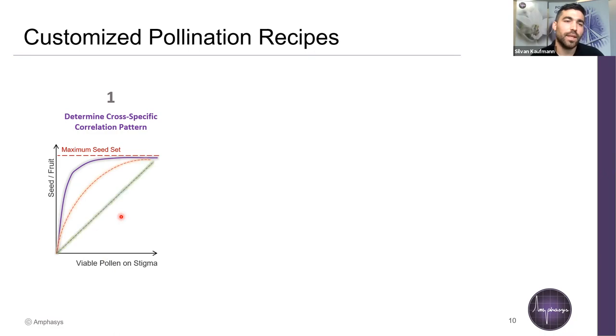Now, in the title, I wrote customized pollination recipes. I wrote customized because this curve depends a lot on the crop you are working with and the cross. So you can also have a later time point of saturation. You can have no saturation at all. So this really depends on the system you're working with. That's an important comment.